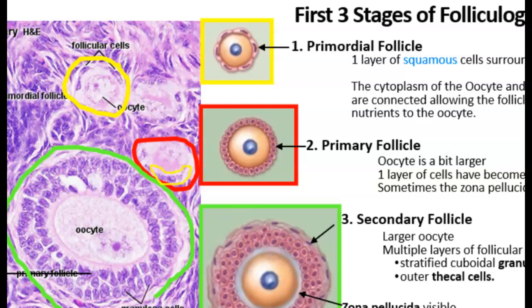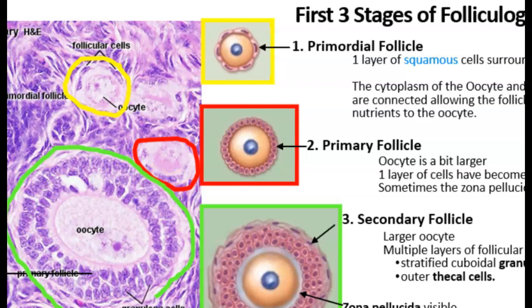The next stage is that the primary follicle, through the process of mitosis, will form multiple layers of cells. And now it's going to be called a secondary follicle. And again, the oocyte becomes larger in the center. So that picture on the left shows a secondary follicle circled in green.